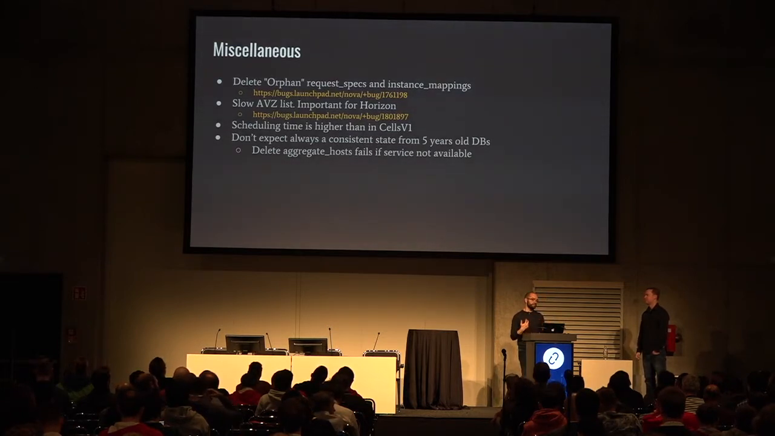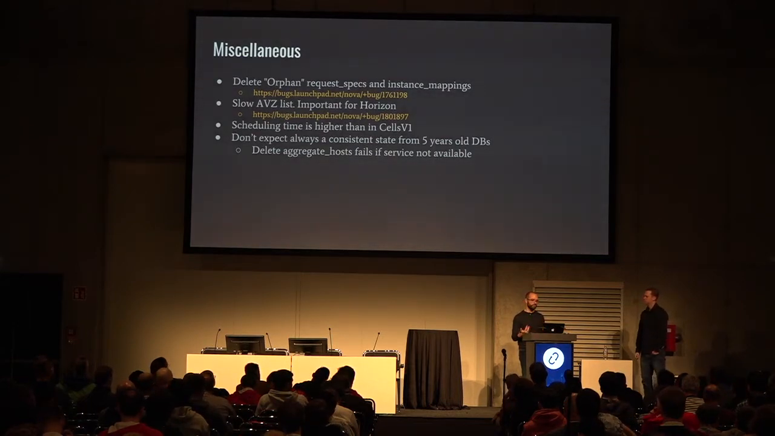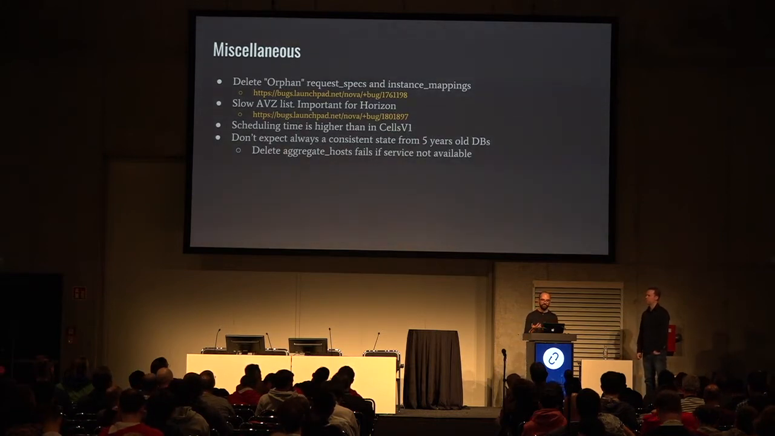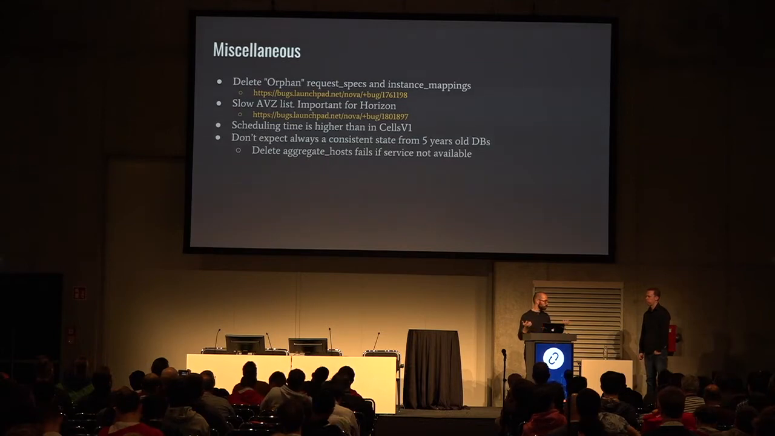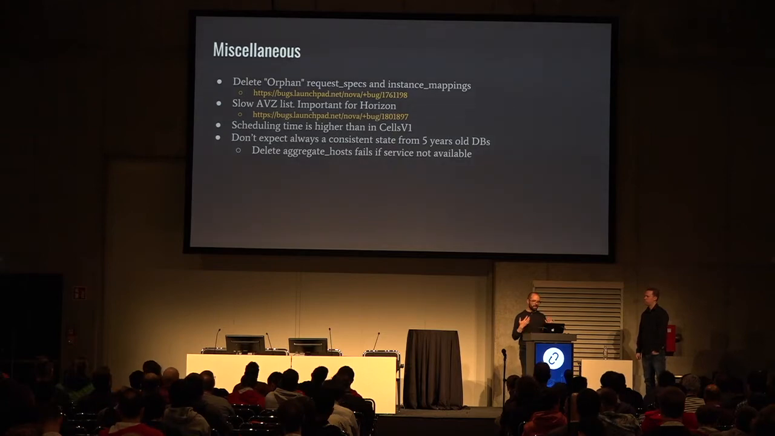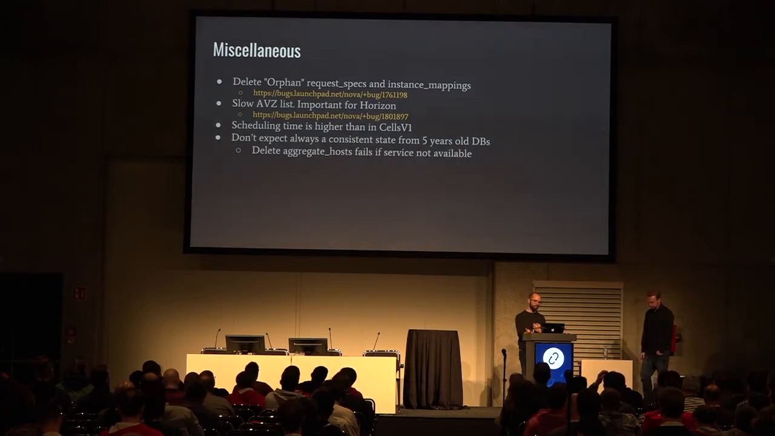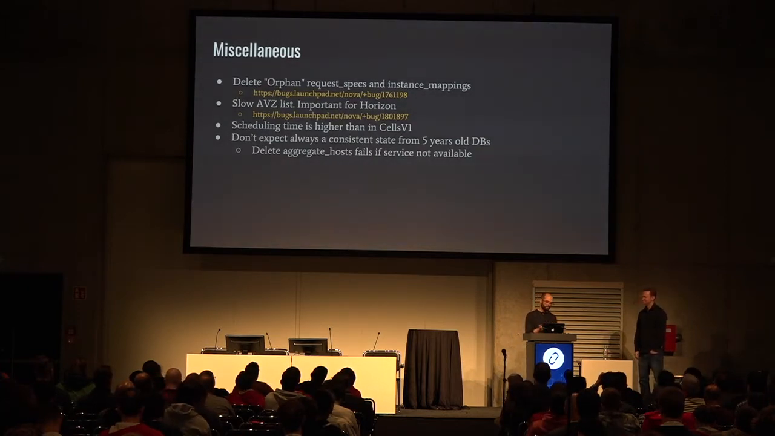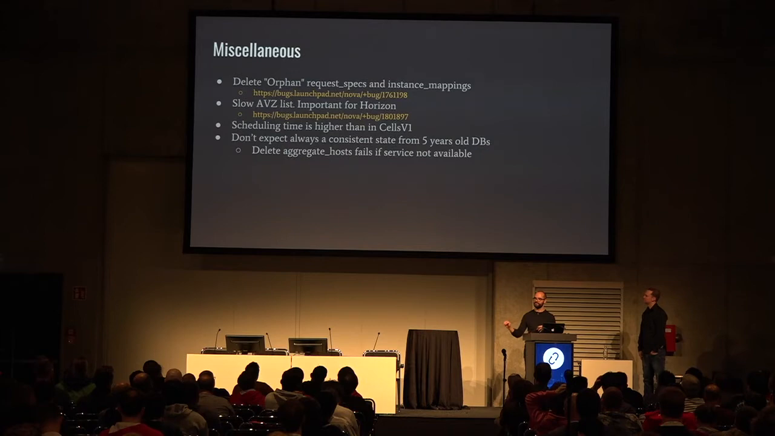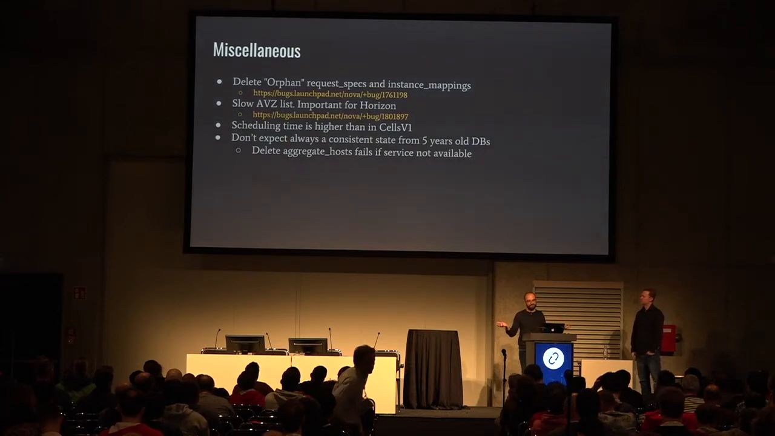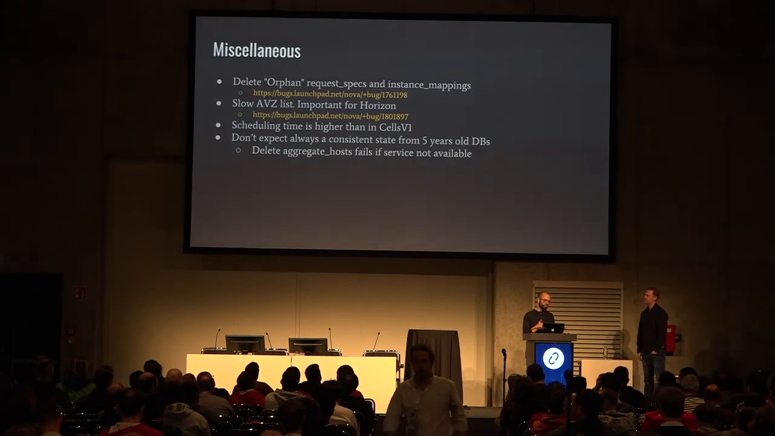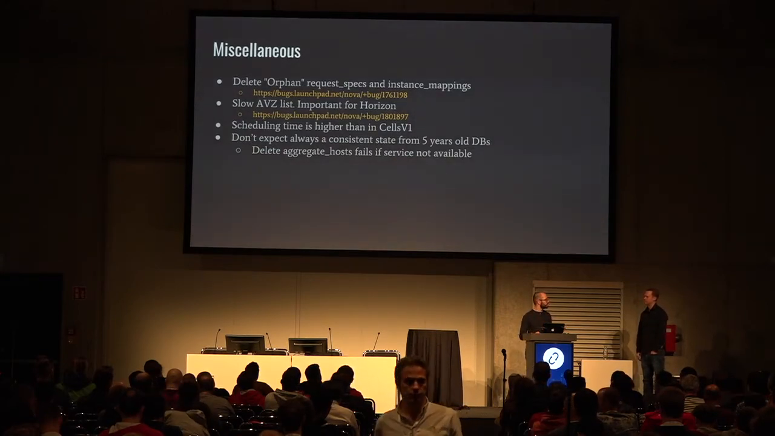Scheduling time: we noticed this because we run CellsV1. In our case, it's higher in CellsV2 than in CellsV1. We need to make an effort to look deeper into this. We are trying to help. And don't always expect a consistent state from a database that is 5 years old, especially running CellsV1. We noticed this, for example, in a simple operation, deleting an aggregate host, which fails because Nova is not able to find the service in the cell database. That's not consistent, but Nova shouldn't block in these kinds of operations.